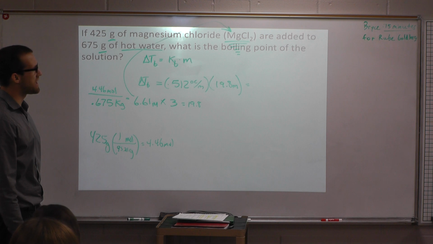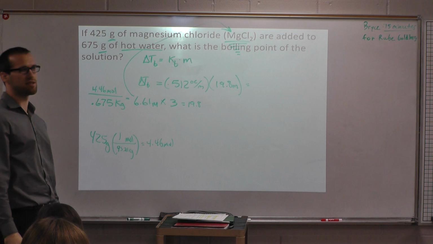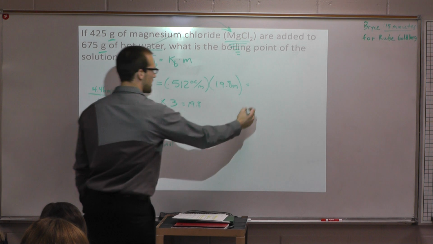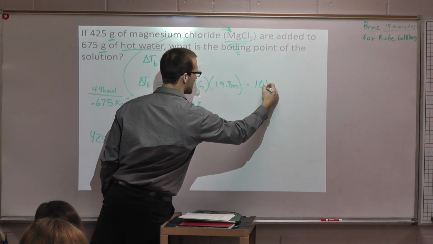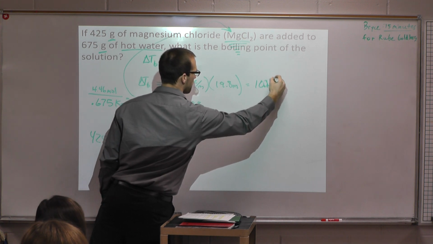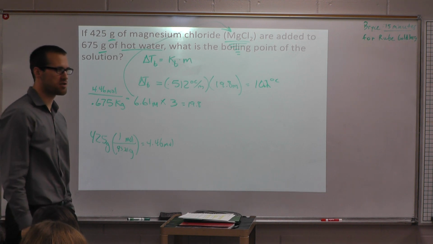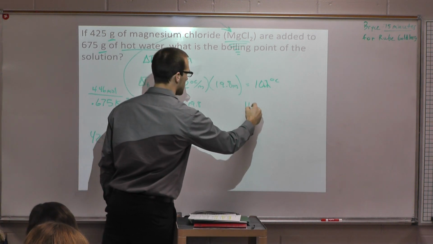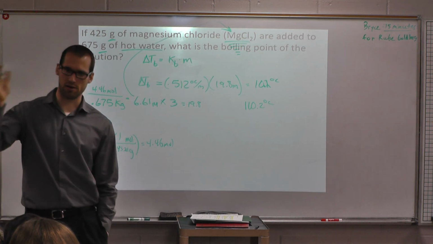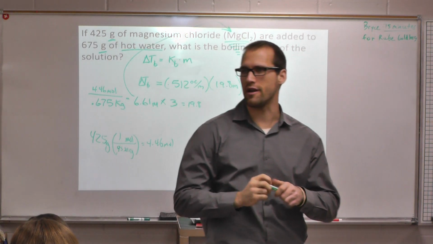Oh, notice what they asked for. What is the boiling point? They didn't say what is the elevation. It's 100 plus whatever you get. So the elevation is 10.2. That's how much it is elevated, but what is the actual boiling point of the solution? 110.2, because the original boiling point of pure water is 100 degrees.